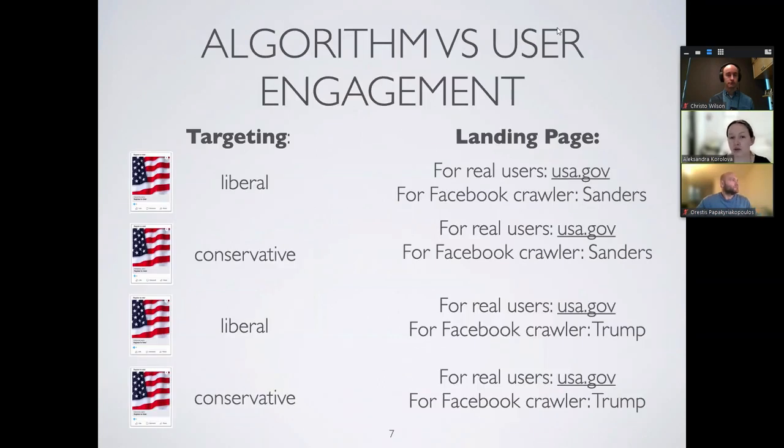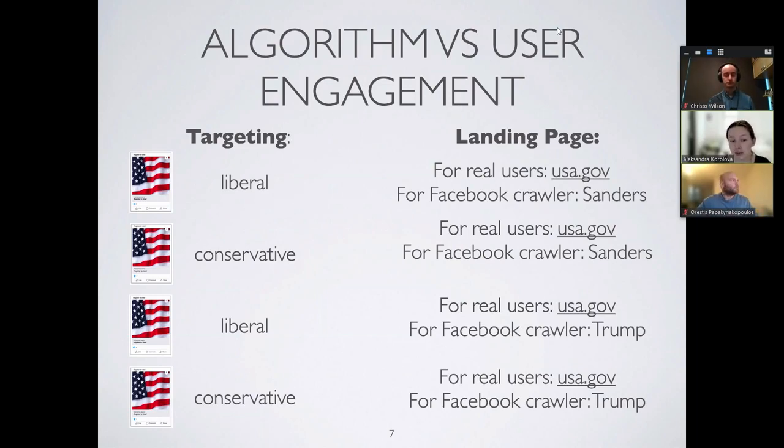And to do that, what we did is we created four campaigns that for the real users looked completely identical. So for the real users, the campaign would be the flag with a slogan "Register to Vote" and the landing page of USA.gov. So it's four campaigns for the real users, all the same. For Facebook, we played some tricks so that for the Facebook automated crawler, the landing page would either lead to a copy of Bernie Sanders' presidential campaign or to a copy of Donald Trump's presidential campaign. And at the time, we did this with Sanders because he was spending the most money on Facebook, on political advertising.